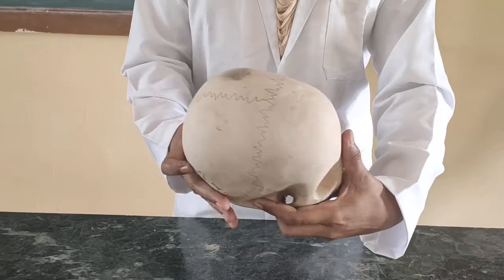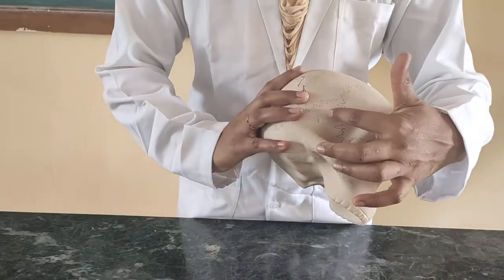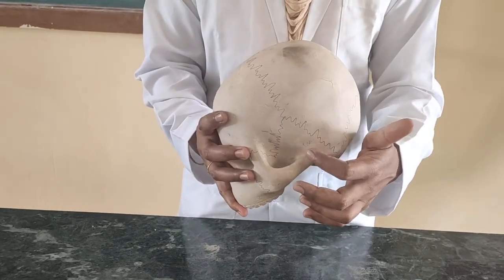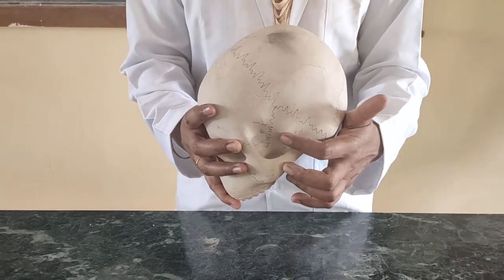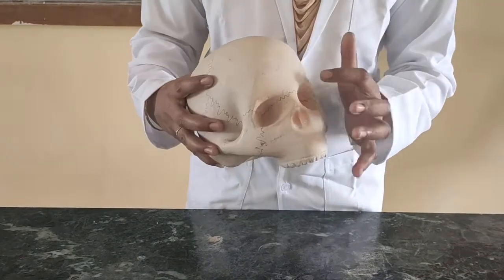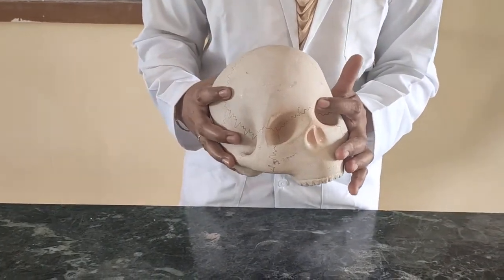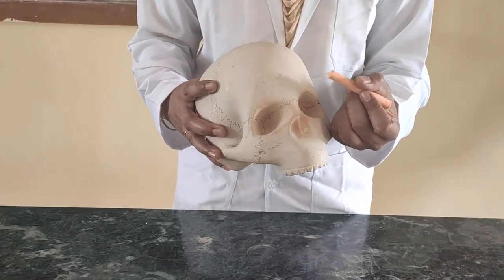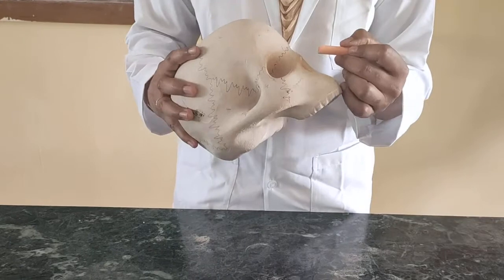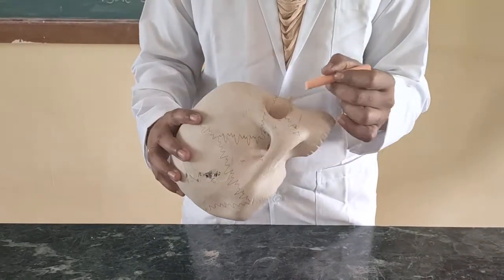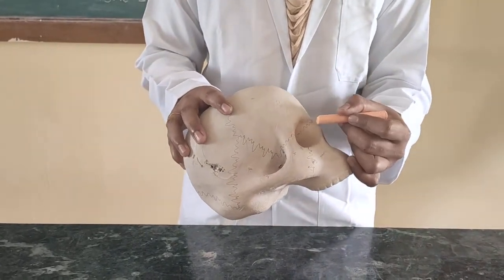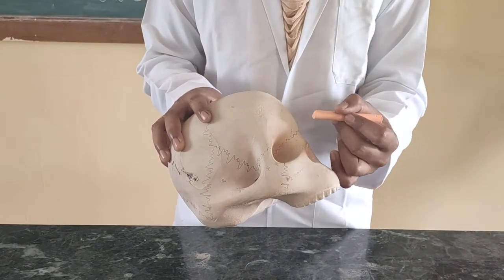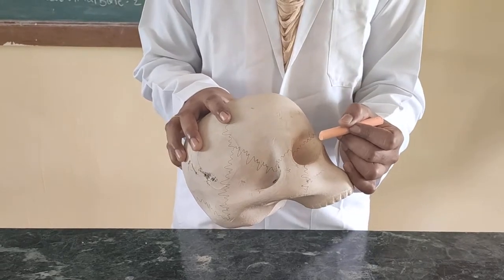Then the temporal bones, which are 2 in number. The temporal bones form the inferior lateral sides of the cranium and part of its base. Then the ethmoid bone, which is posterior to the nasal bones and anterior to the sphenoid. Then the sphenoid bone. The sphenoid bone is the keystone of the cranial floor because it articulates with all the other cranial bones.